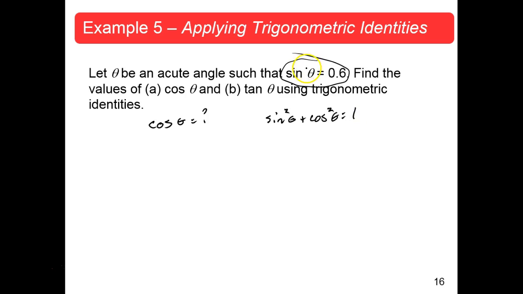Okay, we know what sine theta is: 0.6. So 0.6 squared is 0.36. Okay, plus cosine theta is what we're looking for. Cosine squared theta is equal to 1. How do we solve for cosine? Or at first, cosine squared. Yeah, subtract 0.36 from 1.00, right? Okay, this goes away, and you get cosine squared theta is equal to what?